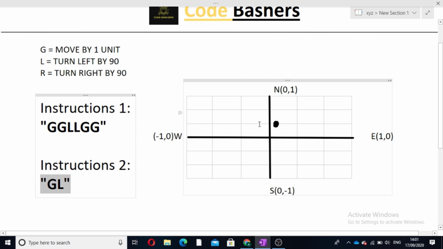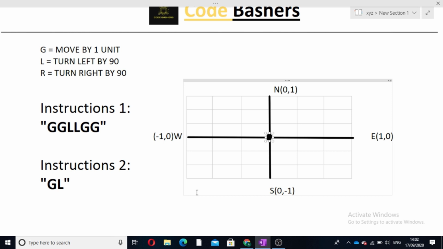Then what will happen? It will move 1 unit in west direction and again turn left, and now it is facing at south direction. Now again we will repeat the instruction. It will move by 1 unit in south direction and again it is turned to left. Now it is facing east and again it will move by 1 unit and it will be facing north now. So after this instruction is repeated 4 times, it has reached its final position, that is 0, 0.